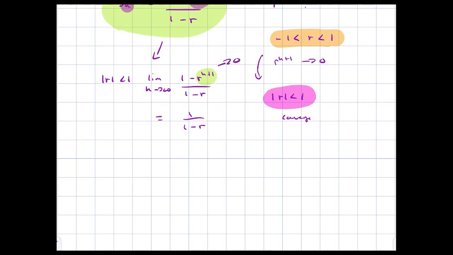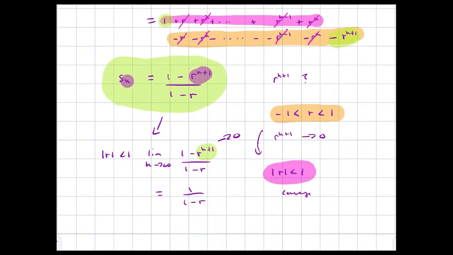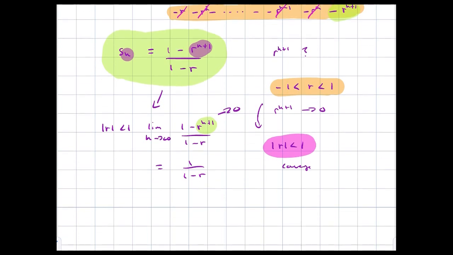Otherwise, like I said, it's going to diverge. It's going to go up to infinity, so it's going to get arbitrarily large. There's no limit to how large it will get, or it's going to bounce back and forth in between arbitrarily large and arbitrarily negative numbers. Either way, it's going to diverge. And this is a really, really, really important thing to know.